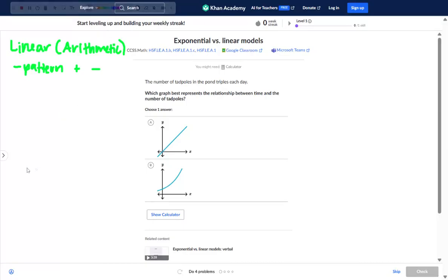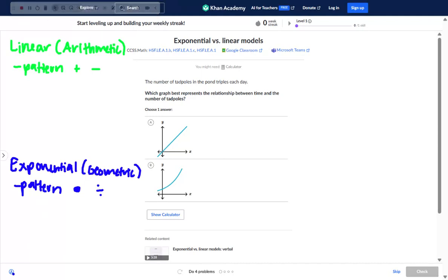Versus the flip side, exponential, which kind of goes hand in hand with geometric sequences, is the pattern that we're going to be seeing between the y values is multiplying or dividing, versus add or subtract. So that's going to be helpful for this problem.